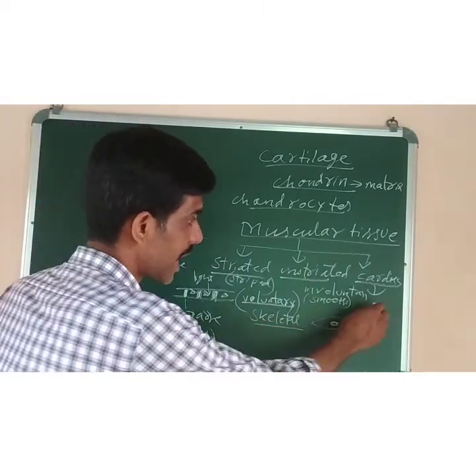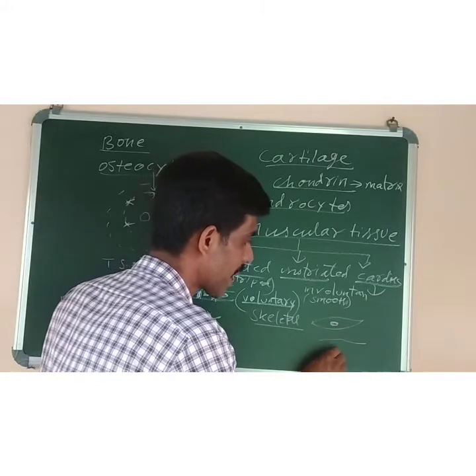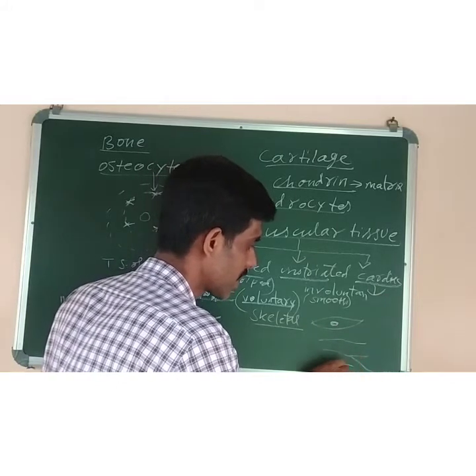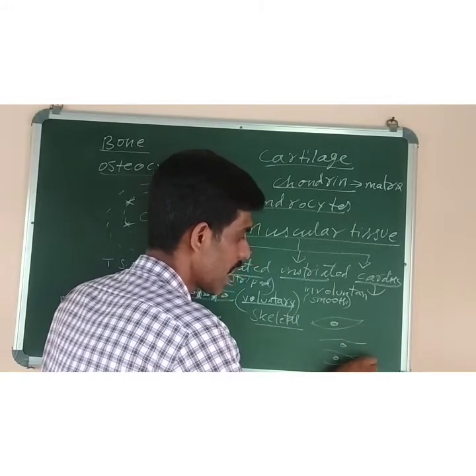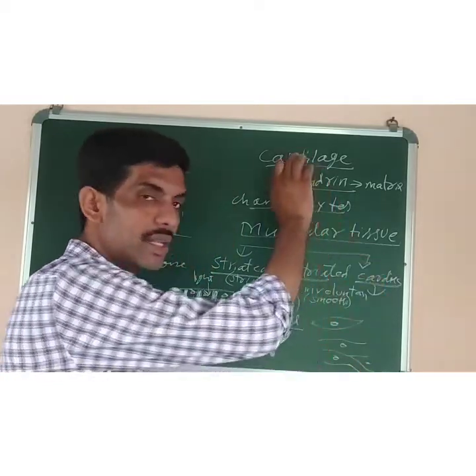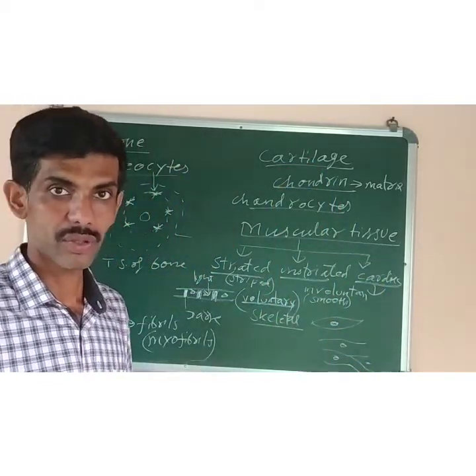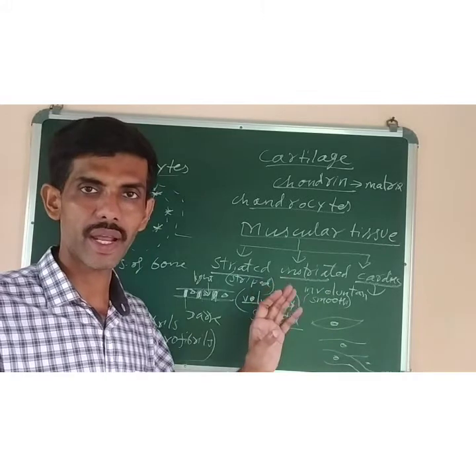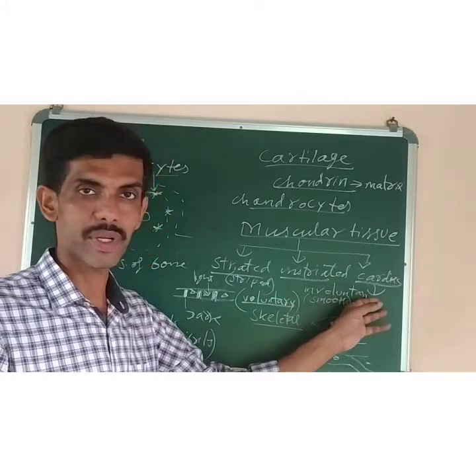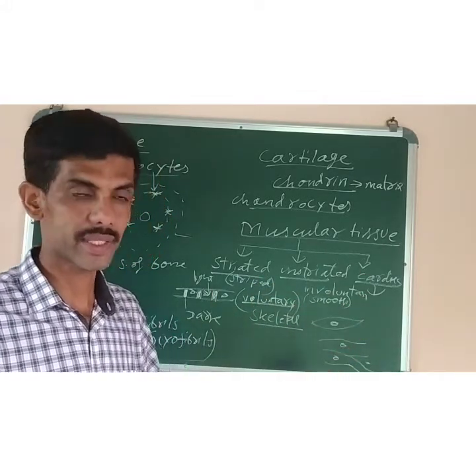And the last one is cardiac muscles. Cardiac muscles have branches also, like these branches are there, okay? And they have a nucleus, and they are found only in the heart. So they work tirelessly throughout day and night. That's why they are called cardiac muscles, not found in any other organ except the heart.